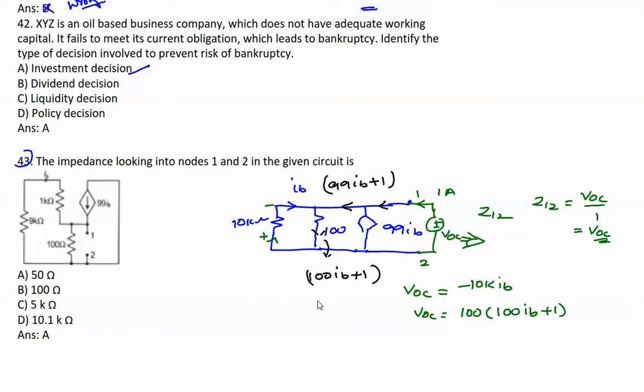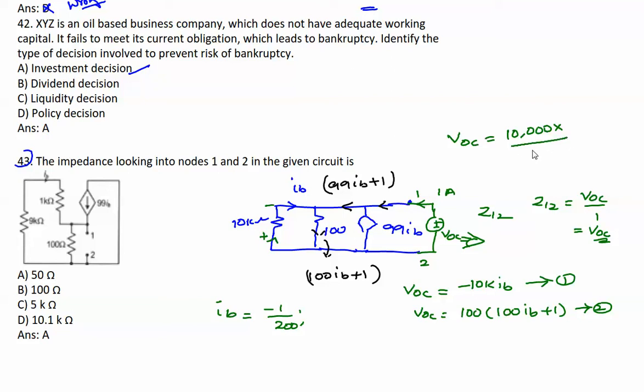So if we solve this VOC, we will get the IB value by equating equations 1 and 2. Now the IB value we get is minus 1 by 200. Now we want the VOC value. VOC can be anything you can take here. It has IB. So here 10 kilo, that means 10,000 into the IB value, which is 1 by 200 now.